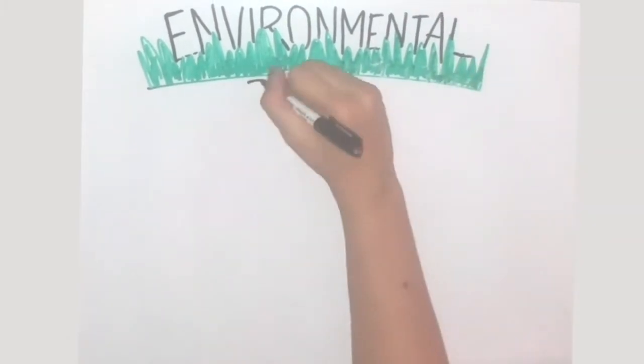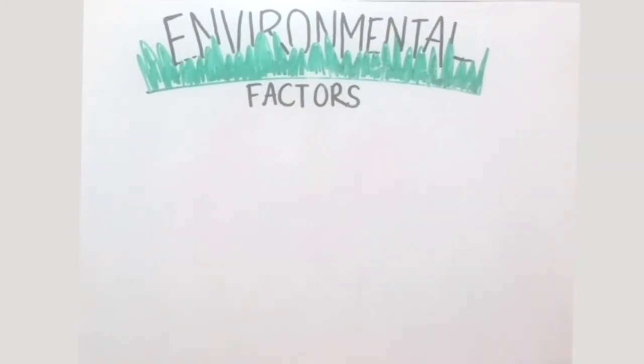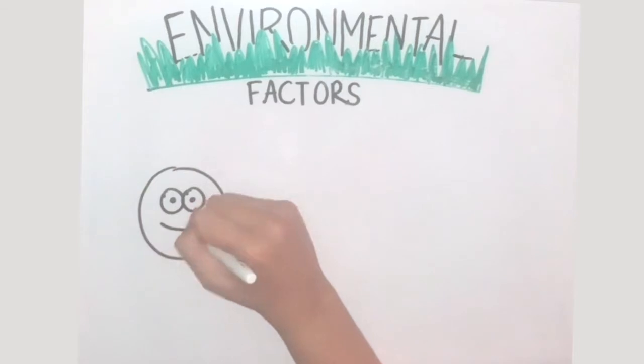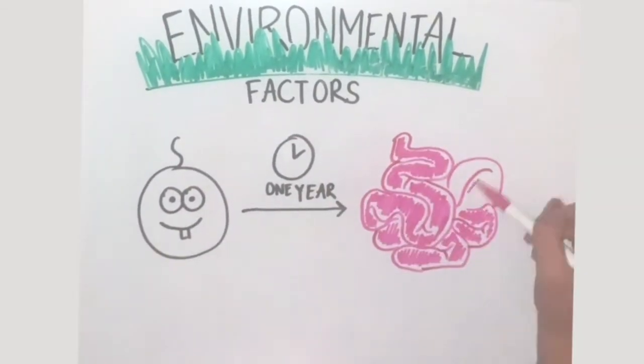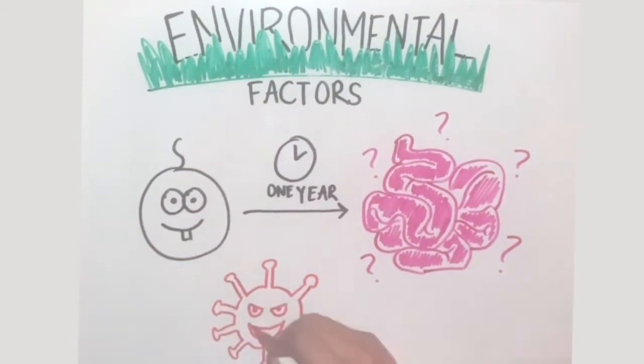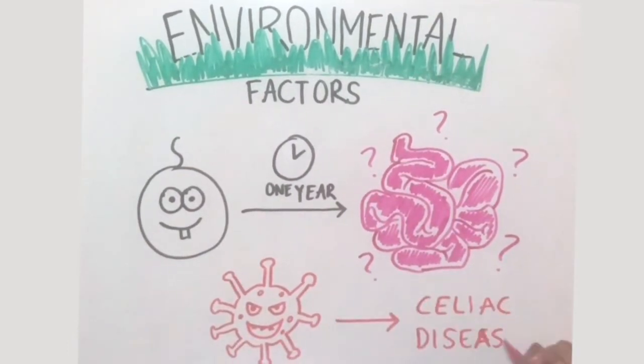There are also environmental factors, including the way you were fed during the first year of your life. How long you were breastfed might influence the microenvironment of your small intestines. A certain type of virus can even make it more likely to develop celiac disease.